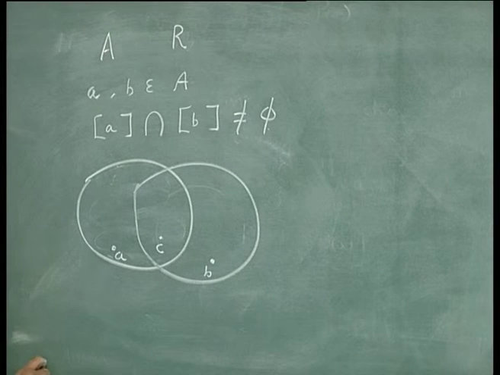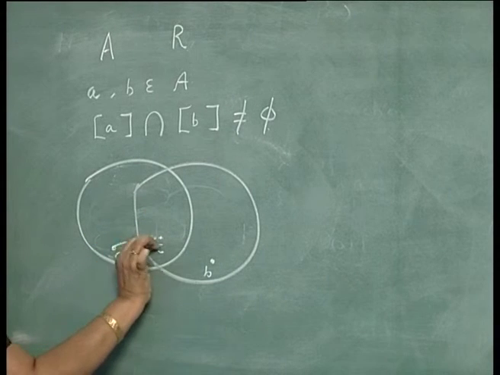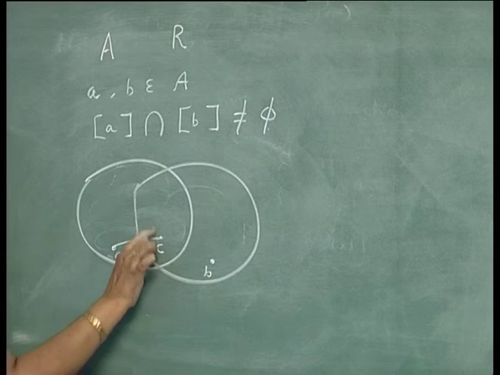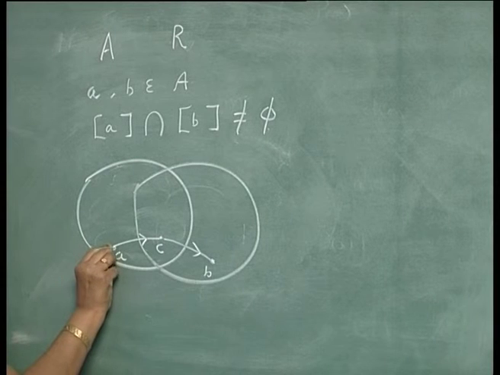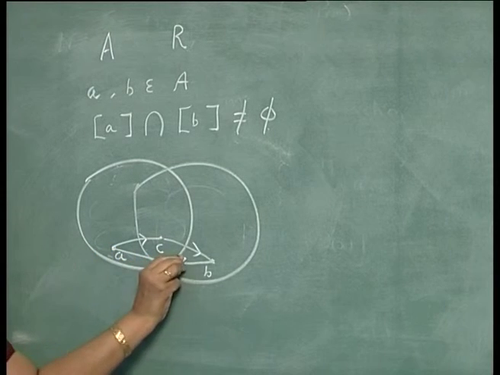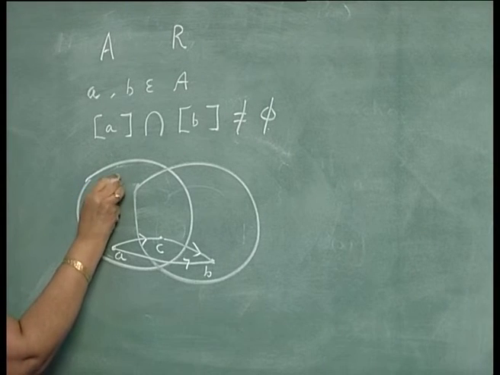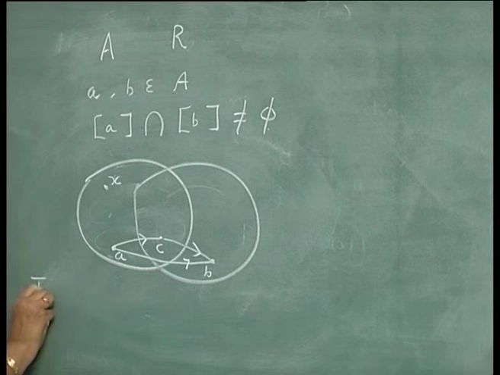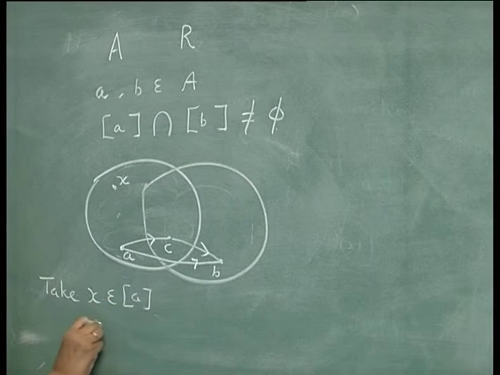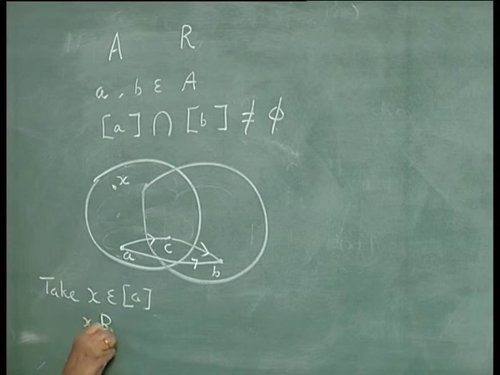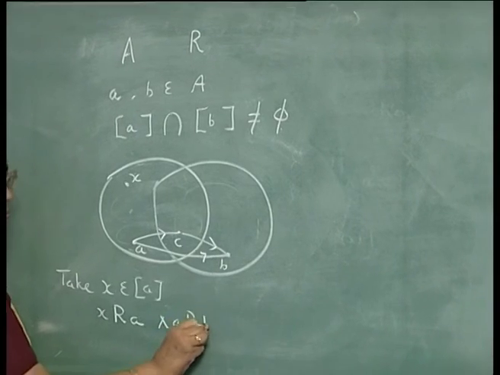How do we go about proving this? Now, because A and C are in this equivalence class, A will be related to C, and because C and B are in this equivalence class, C will be related to B. By the transitive property, A will be related to B. Now, take some arbitrary element x belonging to the equivalence class of A. Then x is related to A, and we know that A is related to B.